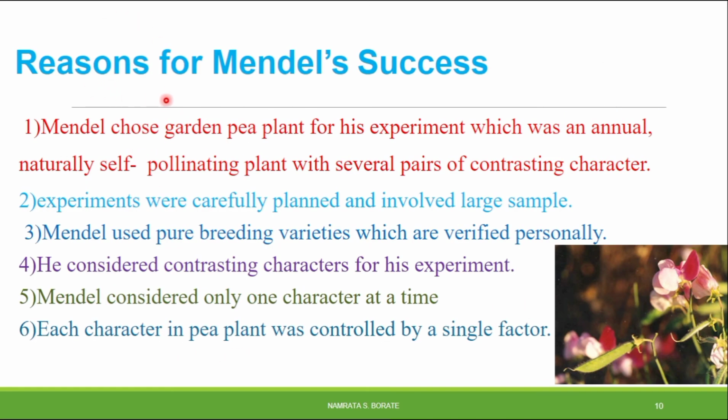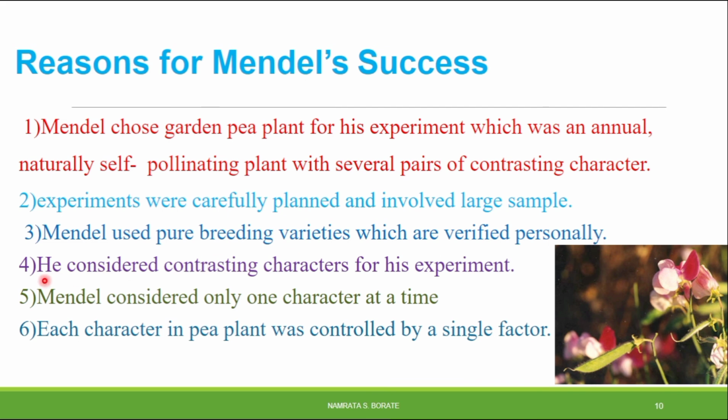What is the reason behind Mendel's success? The first one is that Mendel chose the garden pea plant for his experiment. This garden pea plant is an annual plant, meaning the life cycle of this pea plant is completed within a year. This plant is naturally self-pollinated as well as cross-pollinated, with several pairs of contrasting characteristics. The second one, the experiments were carefully planned and involved a large sample. Mendel used pure breeding varieties which were verified personally.